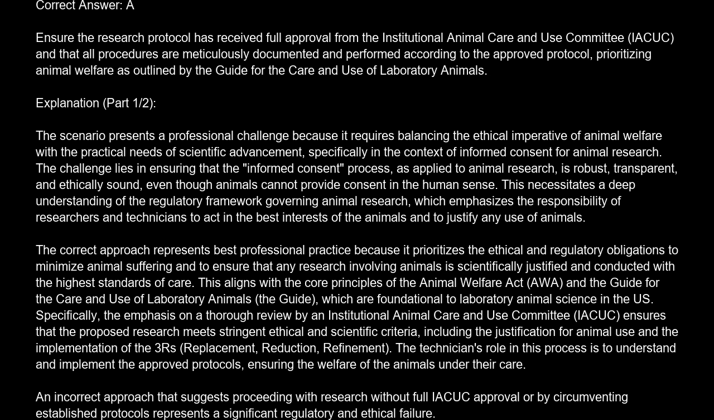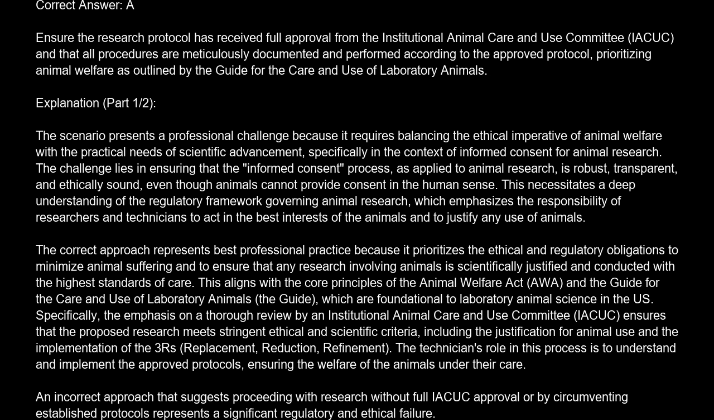Explanation. The scenario presents a professional challenge because it requires balancing the ethical imperative of animal welfare with the practical needs of scientific advancement, specifically in the context of informed consent for animal research. The challenge lies in ensuring that the informed consent process, as applied to animal research, is robust, transparent, and ethically sound, even though animals cannot provide consent in the human sense. This necessitates a deep understanding of the regulatory framework governing animal research, which emphasizes the responsibility of researchers and technicians to act in the best interests of the animals and to justify any use of animals.